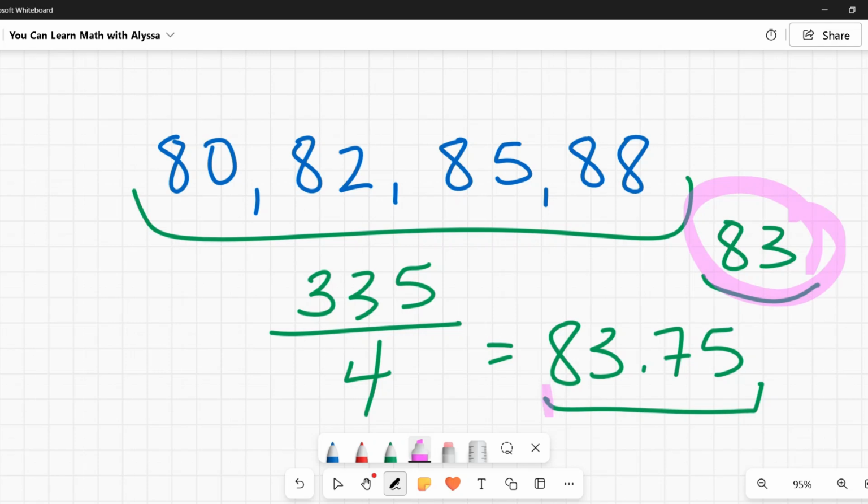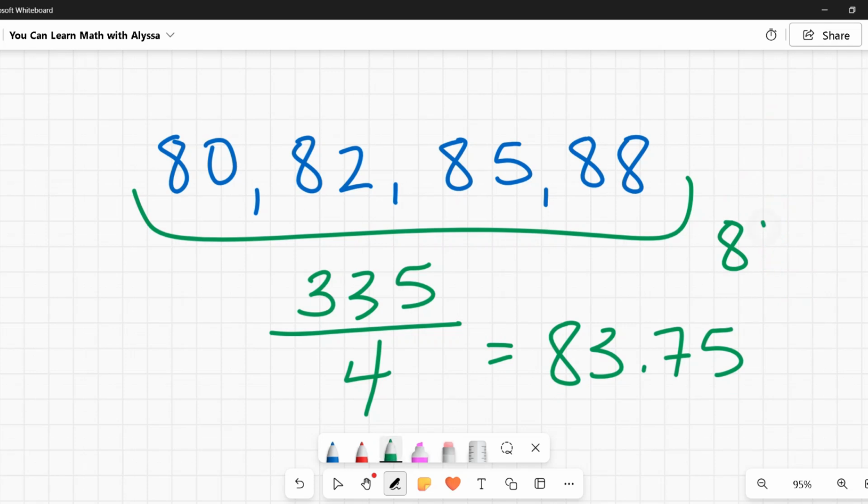Since 83 is lower than the original mean of 83.75, when we add this one, it'll bring that mean down. If the number that I was adding is greater than this mean, let's say if it was even a little greater, 84, it's going to take the mean of the data set and bring it up. So that's what I mean by saying you have to do math first.